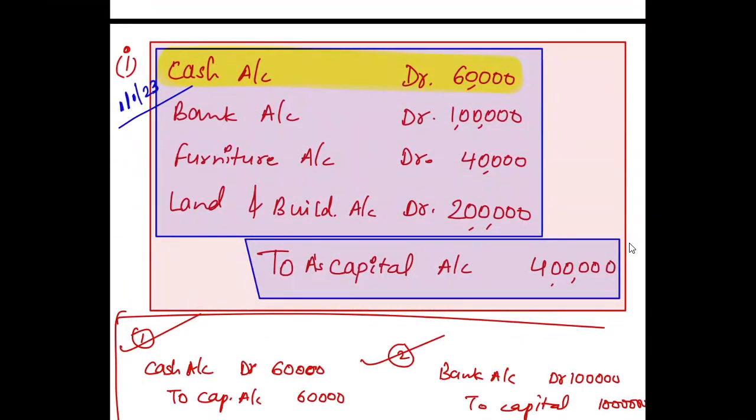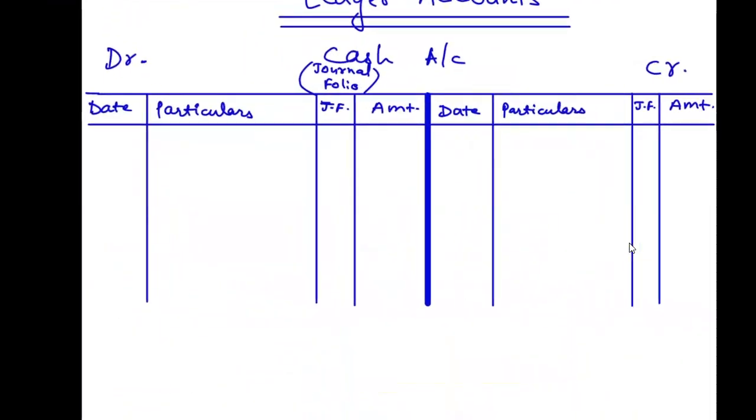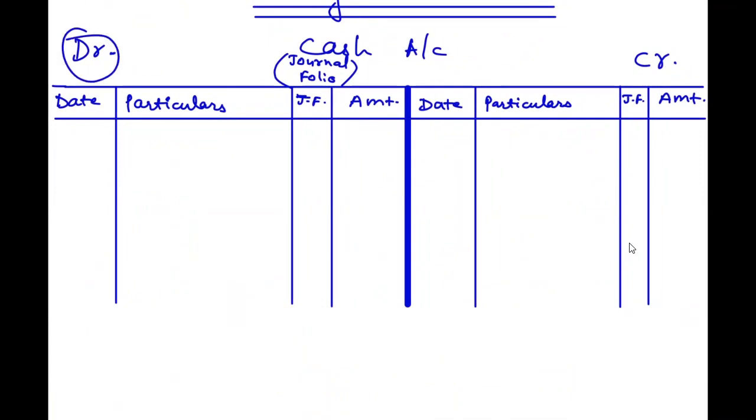So the first transaction, as it is done on 1st of January, the cash account is debited by 60,000 rupees. If it is debit, you have to write on the left hand side, the debit side of your ledger. So in the amount column, I will write 60,000. In the date column, I will mention the date, that is 1st of January 23.